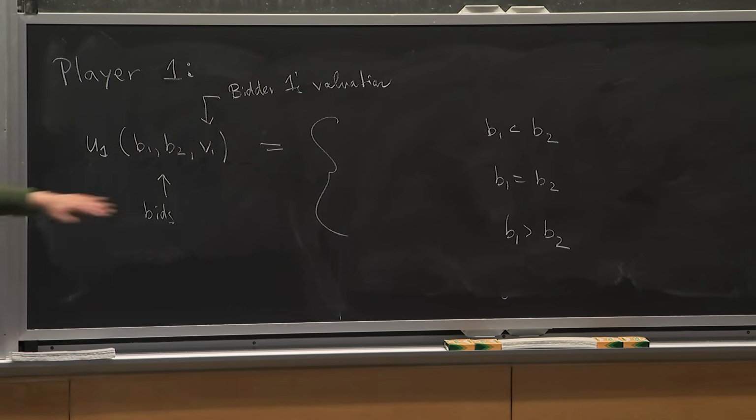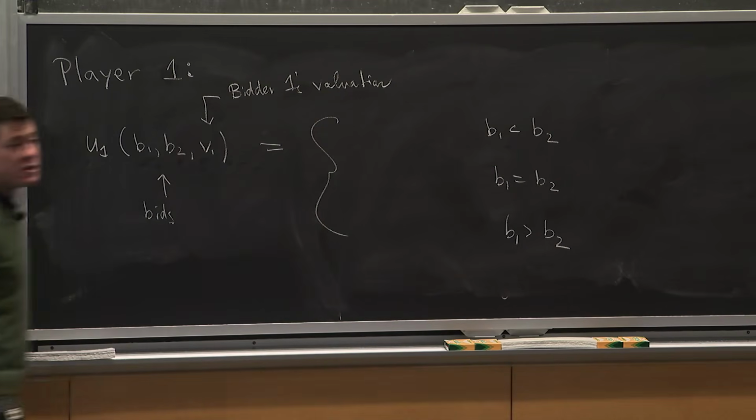So let's say b_1 is less than b_2. I think this is the easiest case. What is player 1's utility going to be in this case?